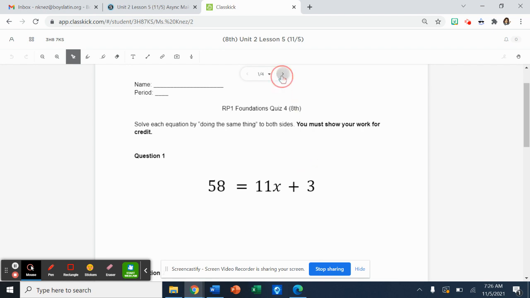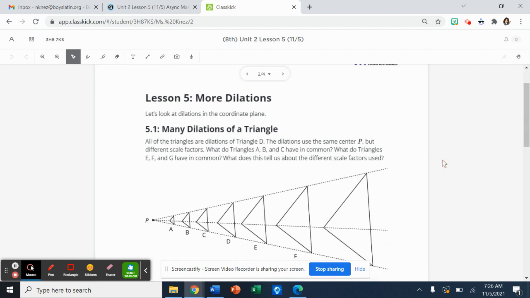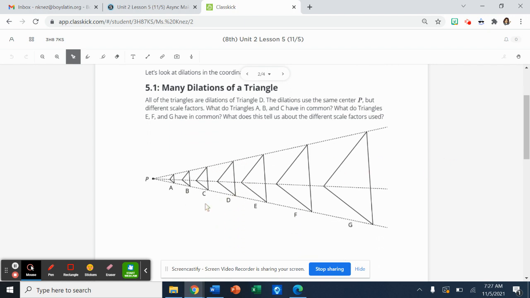All right, you should have already taken the quiz. Let me show you what we're working on today. Lesson 5 is more about dilations in the coordinate plane. The first activity is 5.1, many dilations of a triangle. All of the triangles are dilations of triangle D, and they have the same center P, but different scale factors. What do triangles ABC have in common, and what do triangles E, F, and G have in common? And again, they're all dilations of triangle D. So go ahead and pause this video and write a full sentence for me answering these questions.